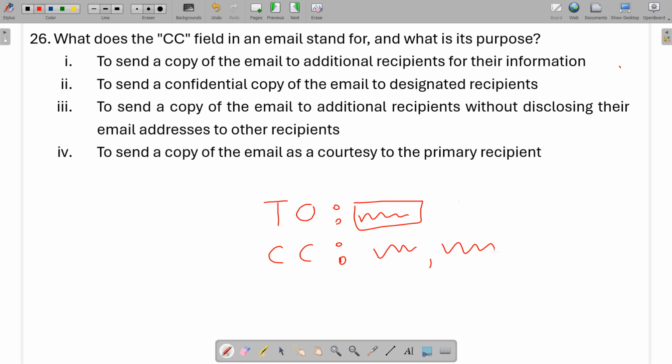So the people placed in the CC position are not the main recipient. They are just being informed that there is a particular email which I have sent.